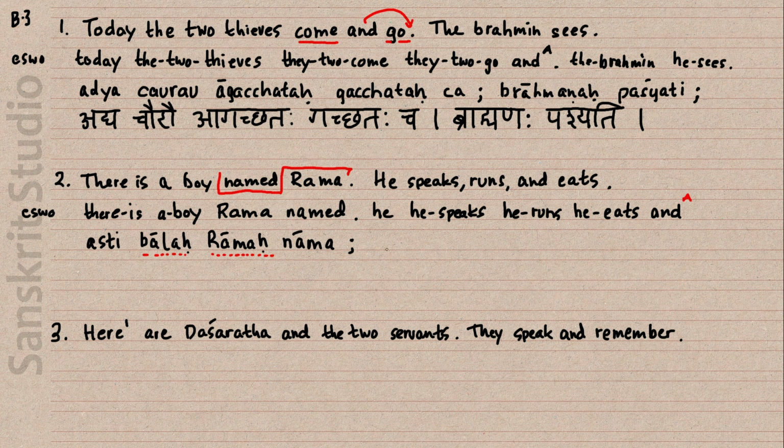And we continue with he, Saha, and he speaks, so it's Vadati, and it's running here, Dhavati, and it's eating, Khadati, and Echa.